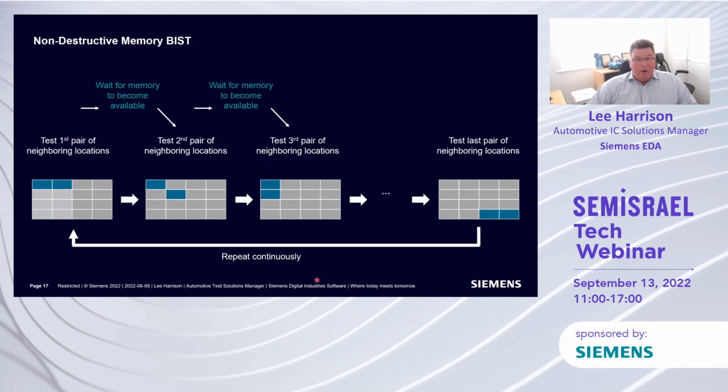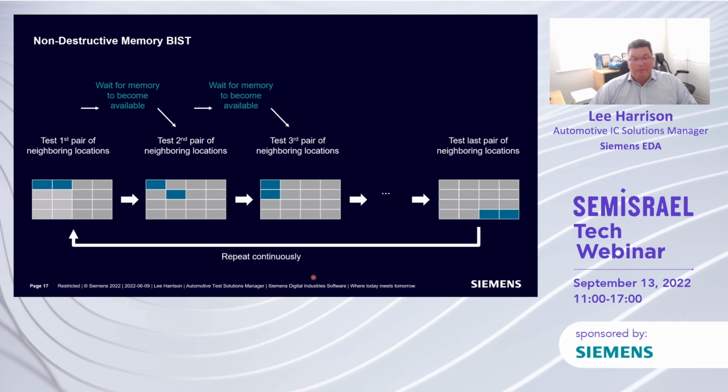Just quickly on memory BIST, which I haven't spoken about too much, but memory BIST is another in-system test technology. One of the challenges here is that typically BIST technologies are destructive. So if you're running memory BIST as part of your in-system test, it will destroy the contents of the memory in doing so. So we have what we call our non-destructive memory BIST controller.